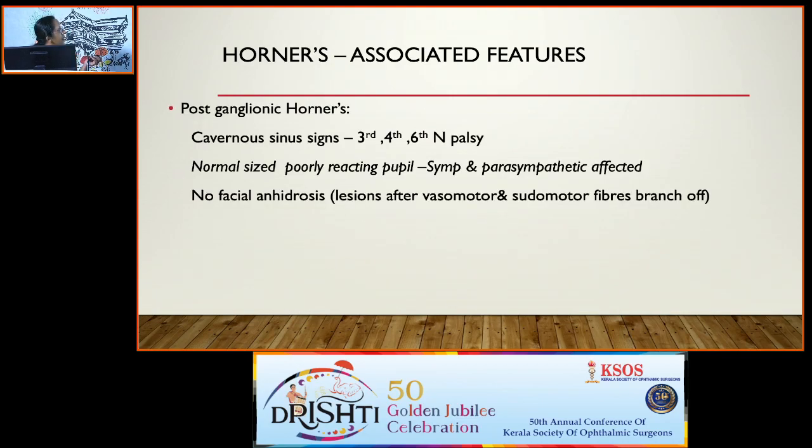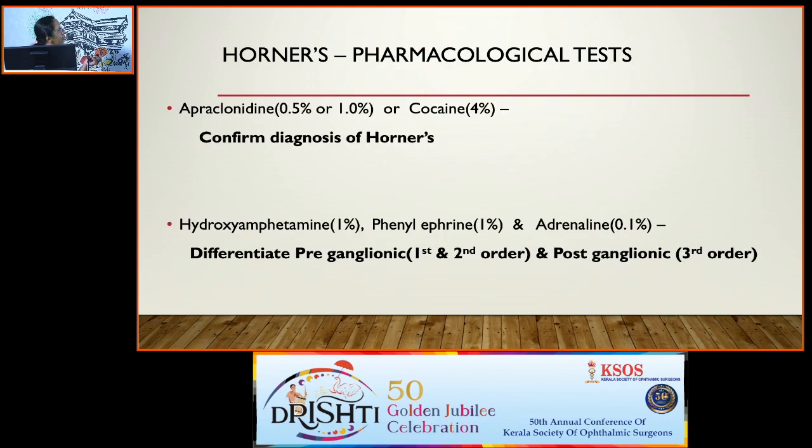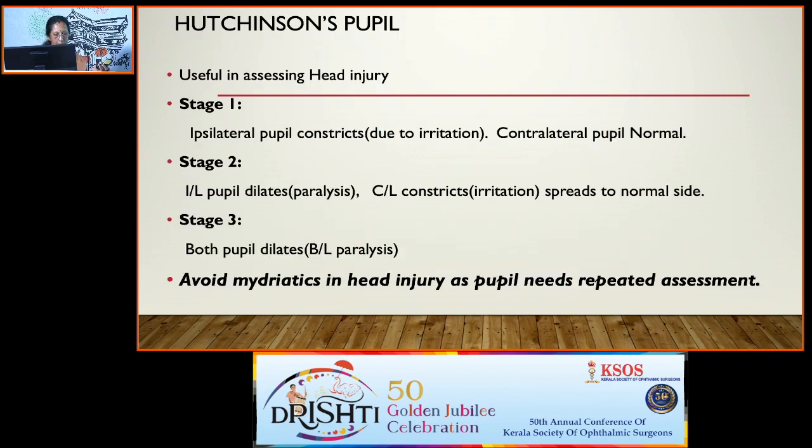Now, you can confirm the diagnosis of Horner's with apraclonidine or cocaine, and 1% hydroxyamphetamine will help you to differentiate whether it is preganglionic or postganglionic.